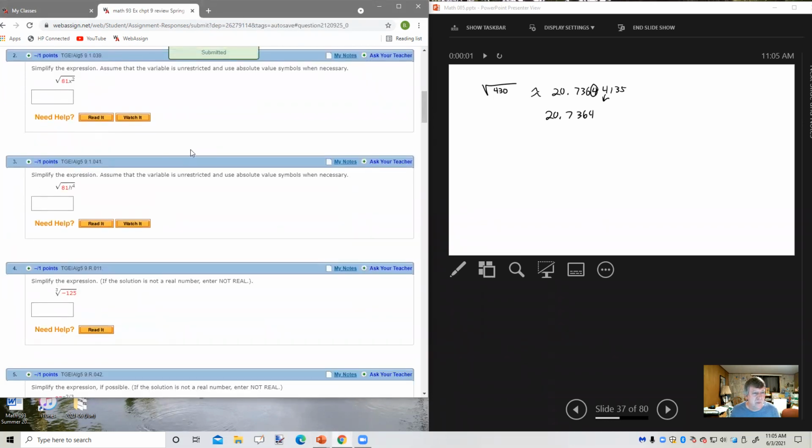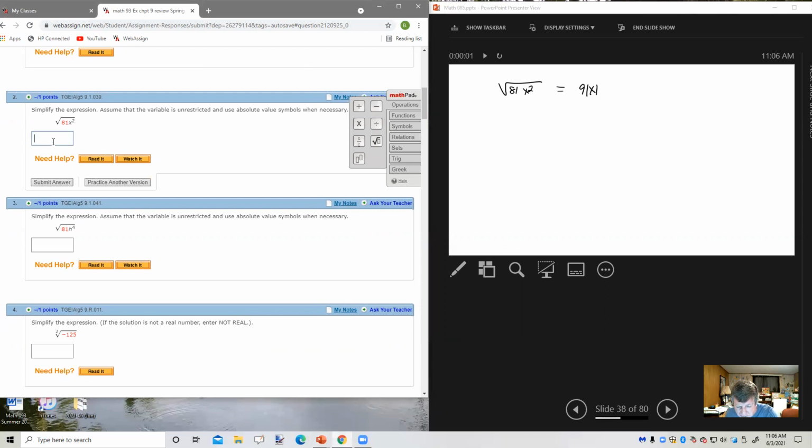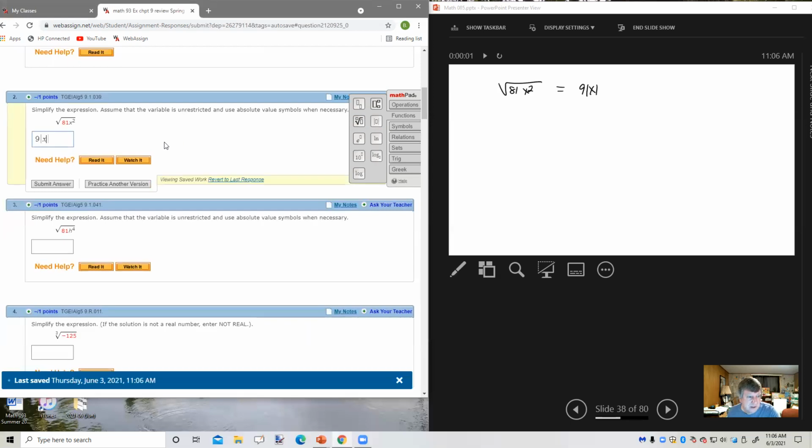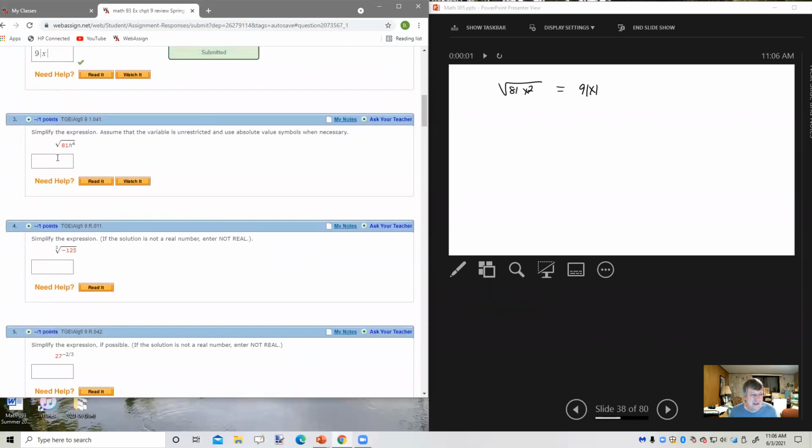Simplify the expression. Assume that the variable is unrestricted and use absolute value symbols when necessary. The square root of 81 is 9. The square root of x squared is x. But because the variable is unrestricted, it could be positive or negative, and since we're taking an even root, it can't be negative. Therefore, we need absolute value. So we'll put in 9, then absolute value of x, and submit our answer. I want to point out that's one that a lot of people missed on the test.